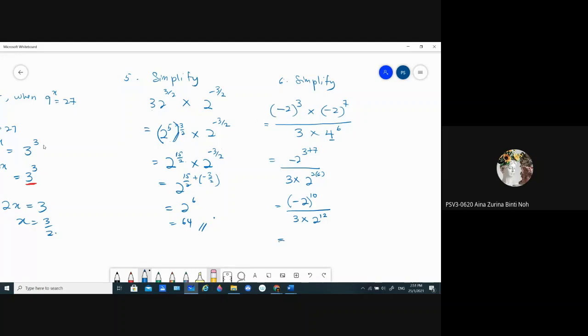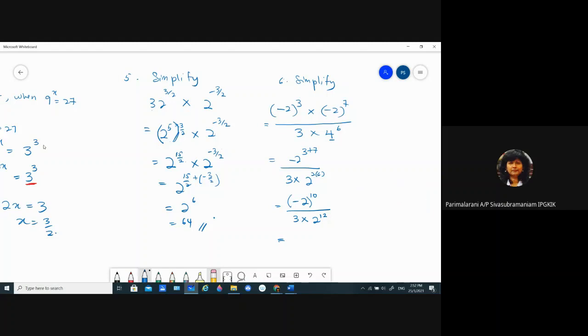If this is negative 10, then we can bring it down. Now we want to make this negative 2 and this positive 2 the same. How can we do that? 2 to the power of negative 1. Negative 2 and 2 to the power of negative 1 is actually 1 over 2 to the power of 1, so 1 over 2. So these two are not the same. It's good that we try and learn this, okay? So we can't write it like this.